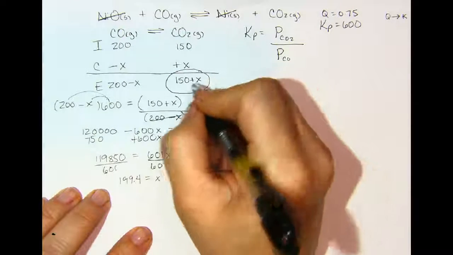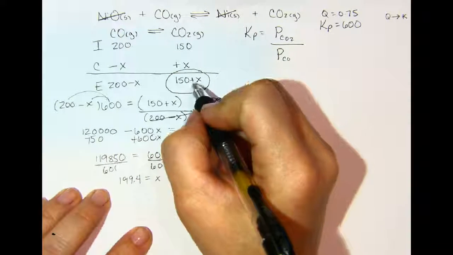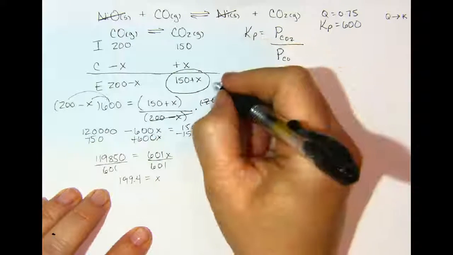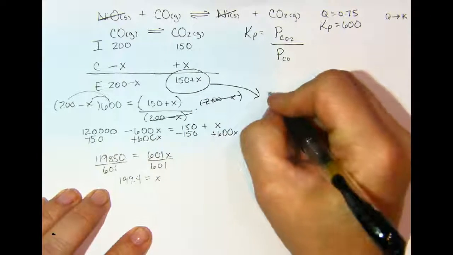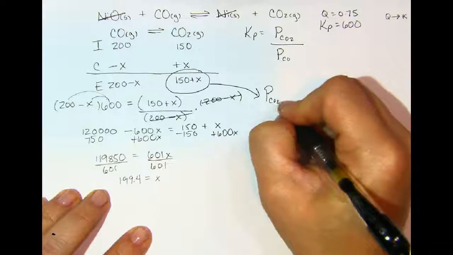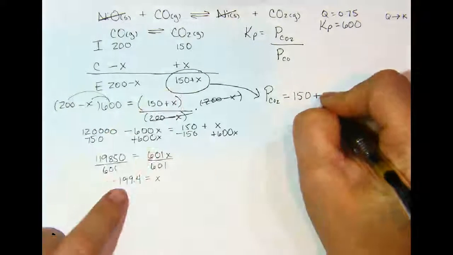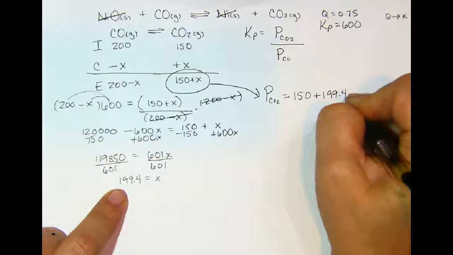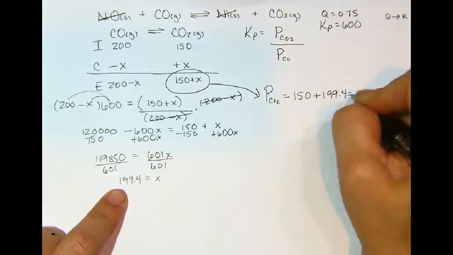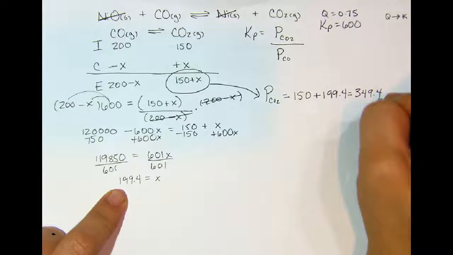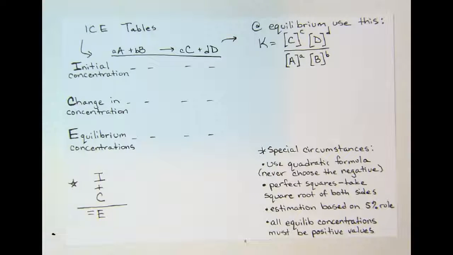Remember, this is just what the value of x is. However, what I need to know is what is this value here. So I'm going to plug my x into this equation. The partial pressure of CO2 at equilibrium is going to be equal to 150 plus 199.4, which is equal to 349.4 atmospheres.